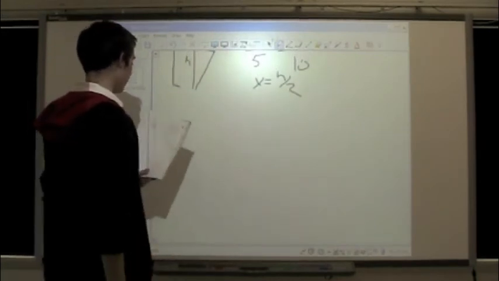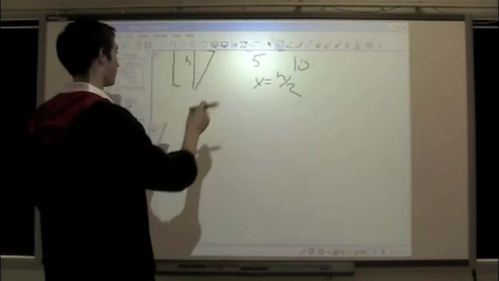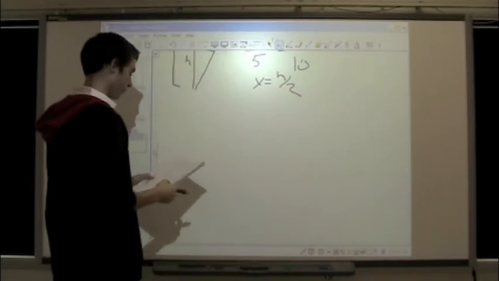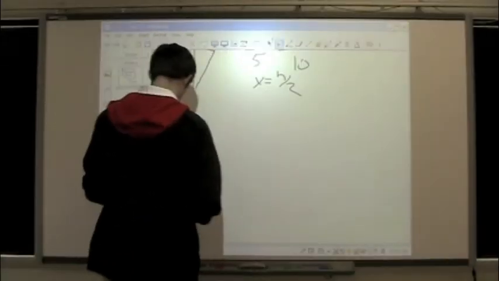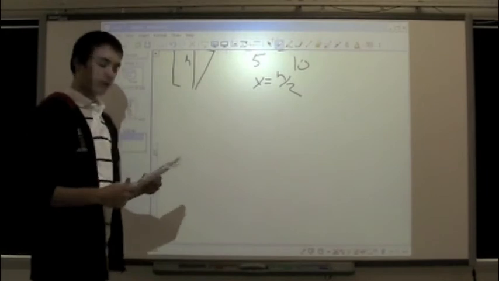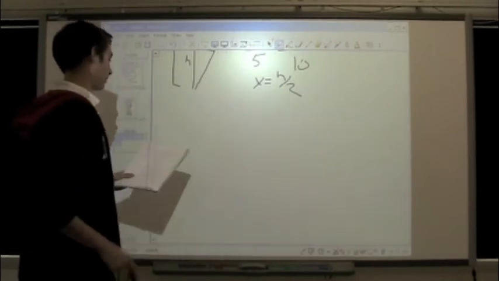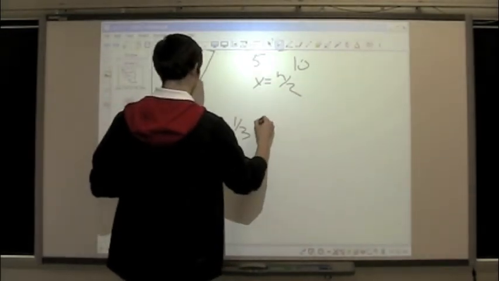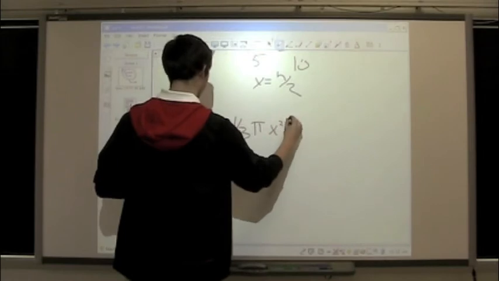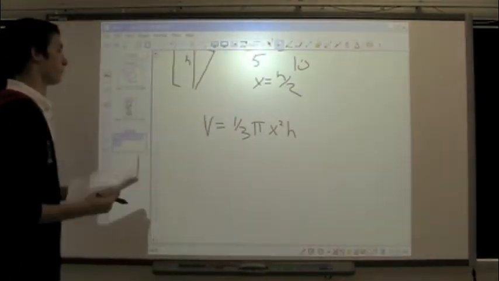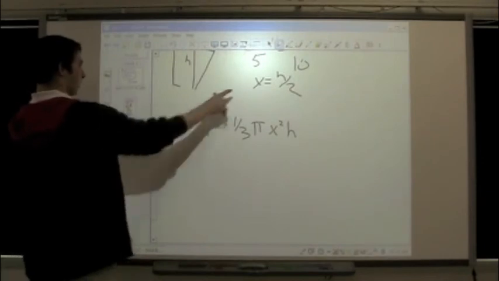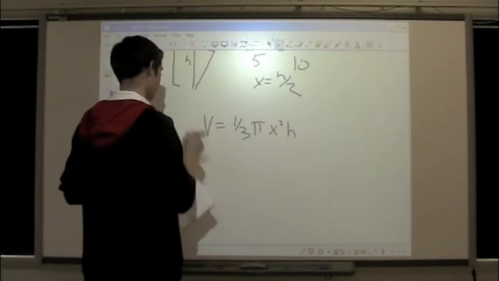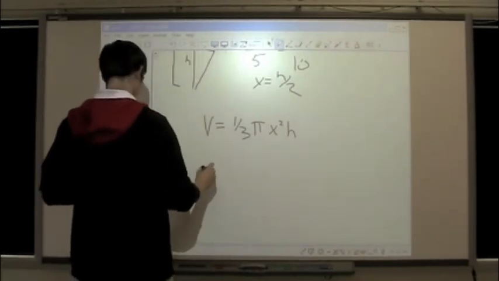So now we find the equation that relates everything, and then we take its derivative implicitly to find what we're looking for. So we need to find the equation that relates everything, and we'll just use the equation for the volume of a cone here. Volume is equal to 1/3 pi x squared h. Okay, so now we know that x equals h over 2, so we plug that into this equation to get only h in the equation.